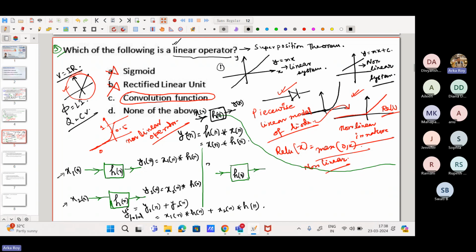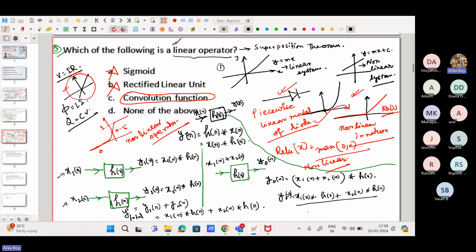Now let me feed these two inputs simultaneously, that means x1[n] plus x2[n], and let the output be y naught of n. So y naught of n is x1[n] plus x2[n] convolved with h[n]. If I open the parenthesis, it will be x1[n] convolved with h[n] plus x2[n] convolved with h[n]. So I can see that y naught of n is equal to y total of n, superscript s.